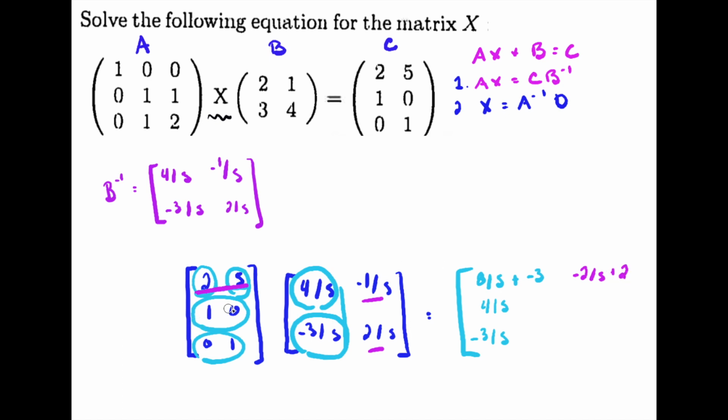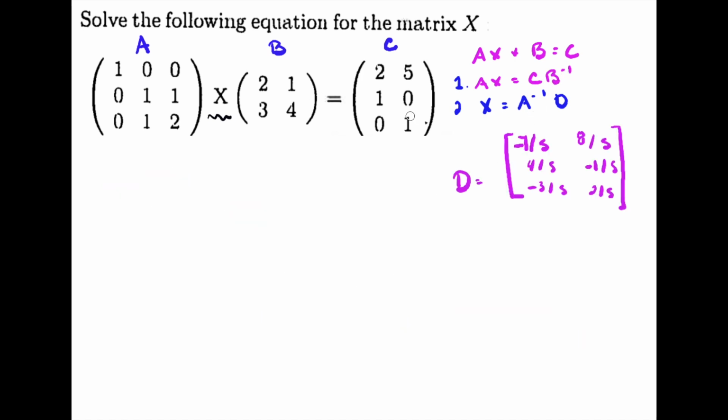Second one, so second row, second column, 1 times negative 1 out of 5 plus 0 times 2 out of 5 is just negative 1 out of 5. Here we have 0 times negative 1 out of 5 plus 1 times 2 out of 5, which is 2 out of 5. So let's rewrite this up here. And this is going to be our matrix D, because C times the inverse of B, we called it D.